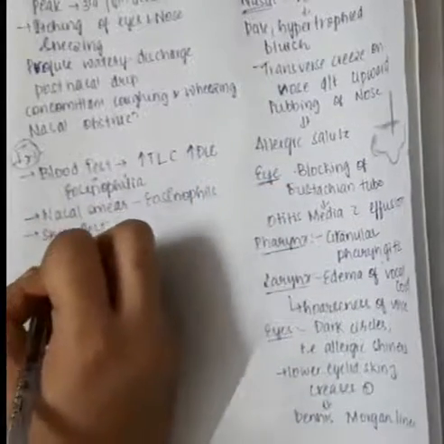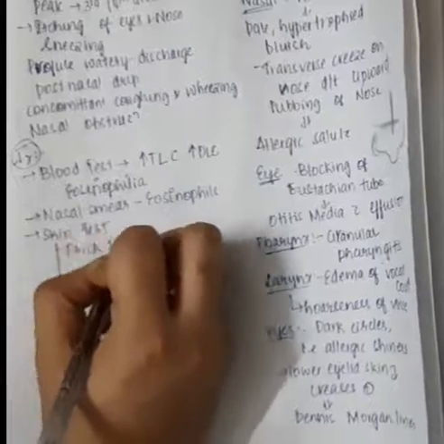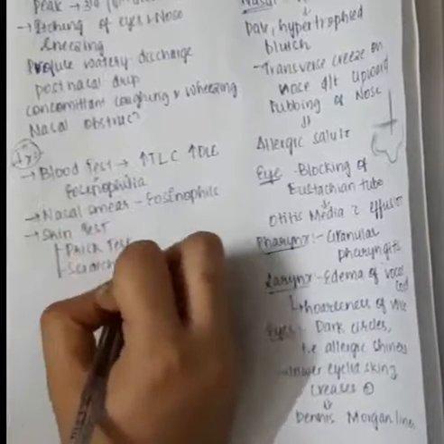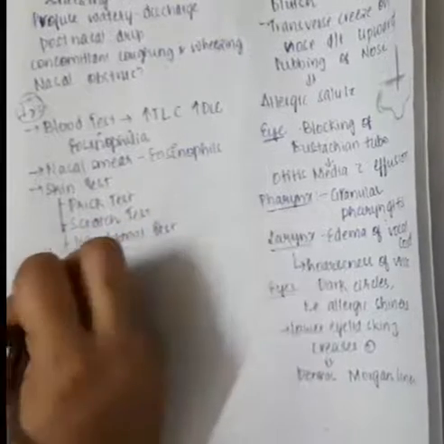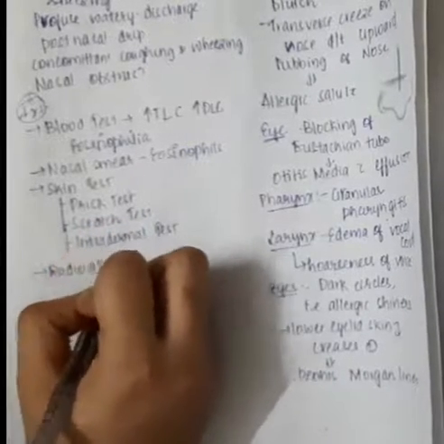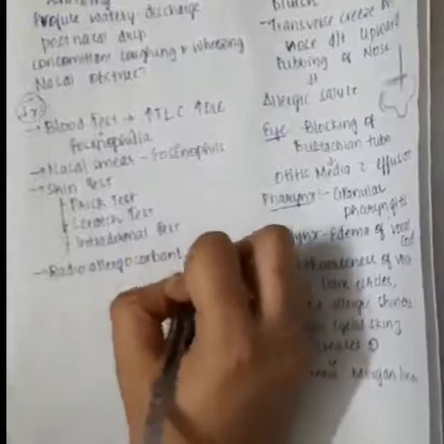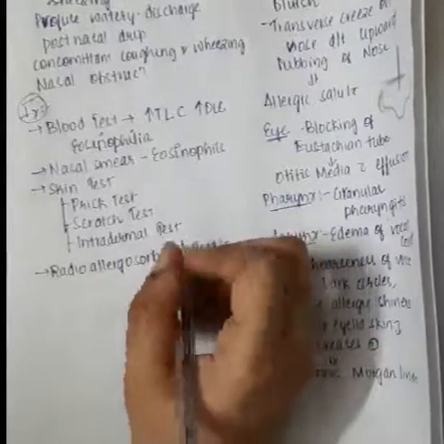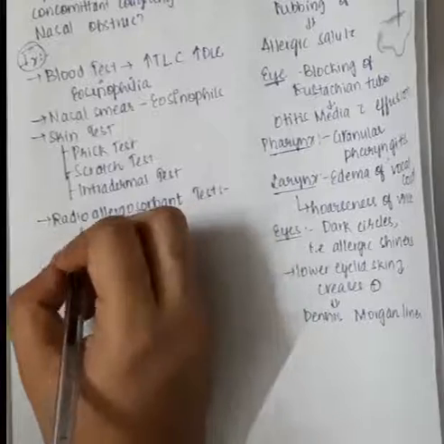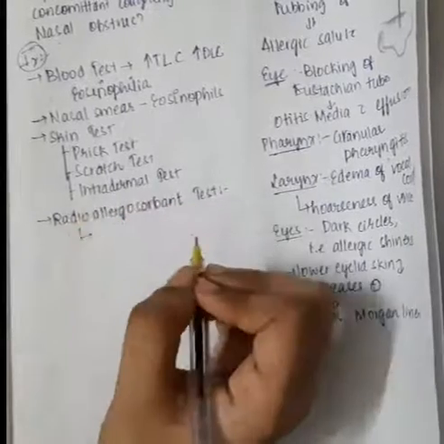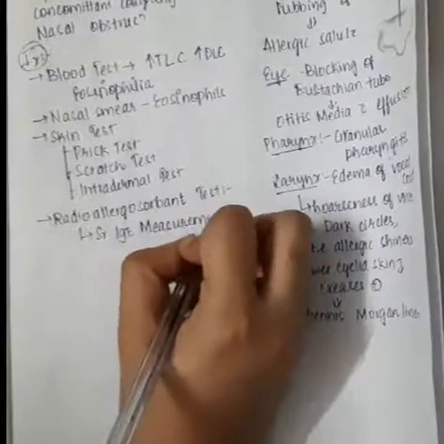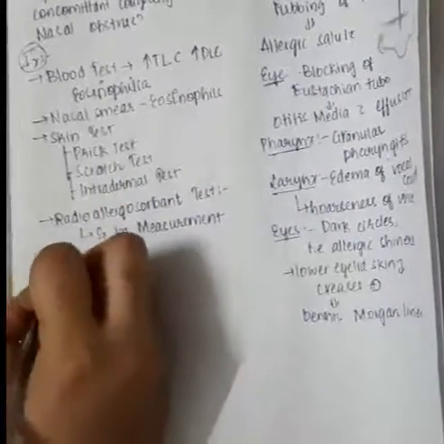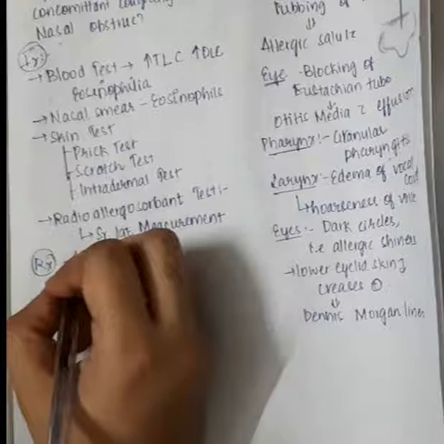Then if you do a skin test, it is of many types. It can be a prick test or scratch test, or an intradermal test can also be done. Then we have the radioallergosorbent test, where we do serum IgE measurement, because serum IgE is part of the type 1 hypersensitivity reaction.